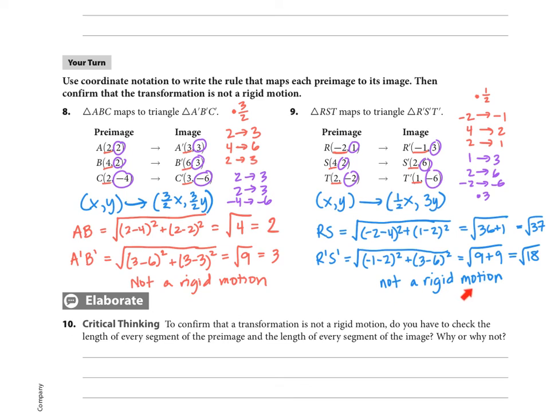And that's going to be it for this lesson. I didn't really go through an example of it, but know how to use coordinate rules to do a transformation, and then also know how to come up with the coordinate rule, as well as showing that it is a rigid motion or not.